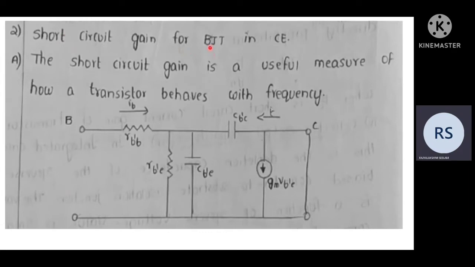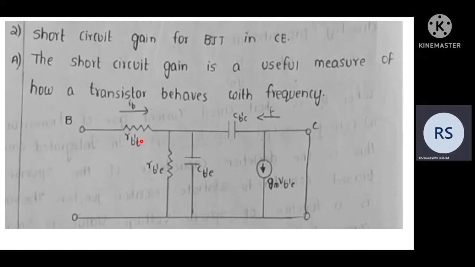Short circuit gain for the BJT in the CE. The short circuit gain is a useful measure of how a transistor behaves with frequency. We have already seen the circuit. Here it is RB'B, and we have RB'E.